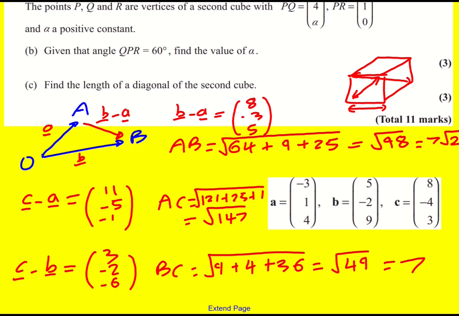Now, I was talking about some of the lengths at the start. This, root 49, is clearly the smallest out of all of them. It's got to be the side length. And then the next biggest is the root 98, so that's going to be a diagonal. And then that means that this is going to be the space diagonal.